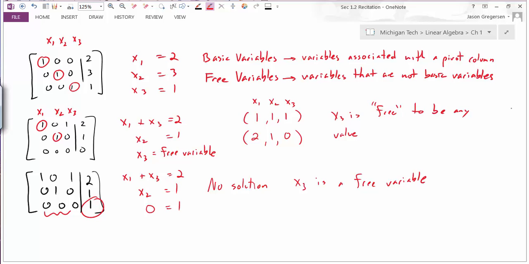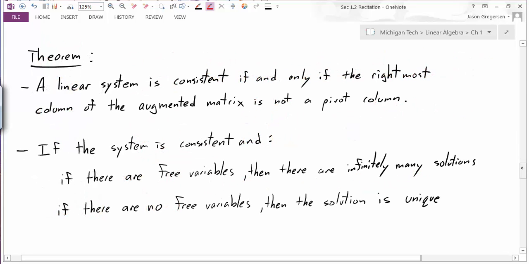So to summarize all these ideas, we can look at the following. The following theorem says that a linear system is consistent if and only if the rightmost column of the augmented matrix is not a pivot column. That tells us when it's consistent. Now, if the system is consistent, then if there are free variables, that leads us to infinitely many solutions. If there are no free variables, this implies the solution is unique. Once again, that's only if the system is consistent.